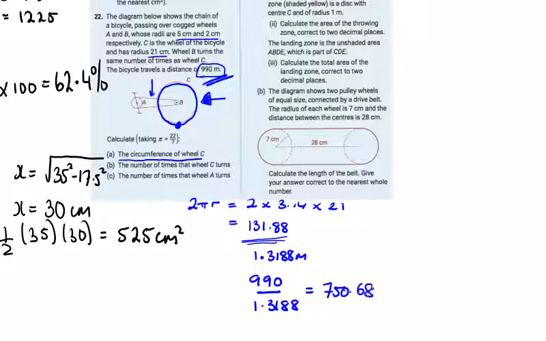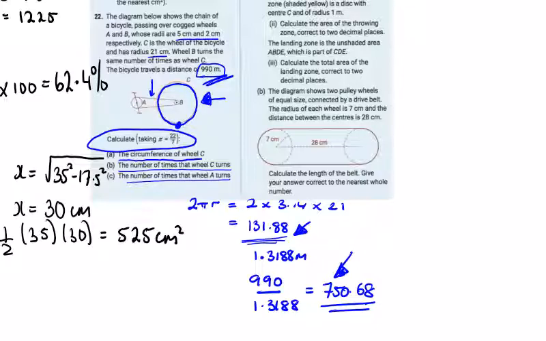So they haven't asked us to round, so I'm not going to. It does say take pi as 22/7 here, so we would round this off to 132 and 750 for these two, but just to be a bit more accurate, I've used 3.14.